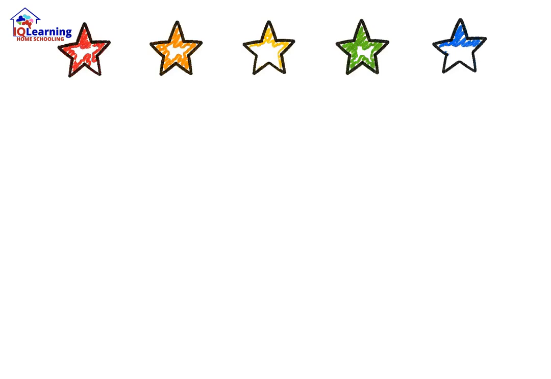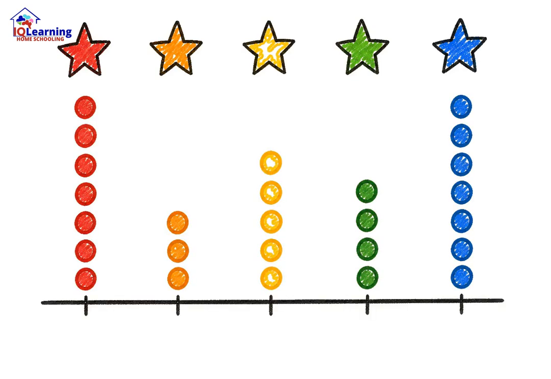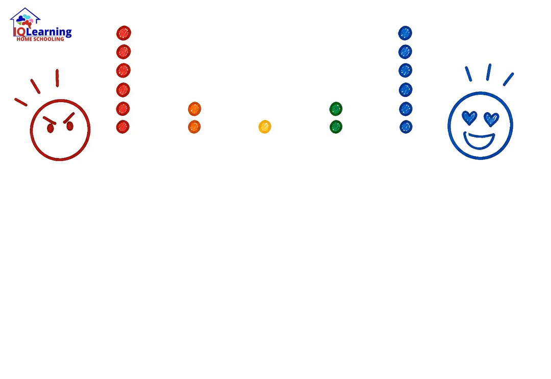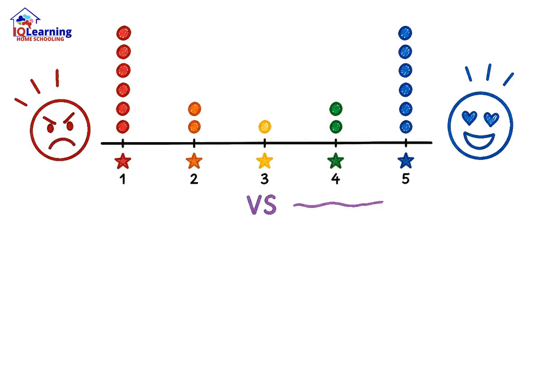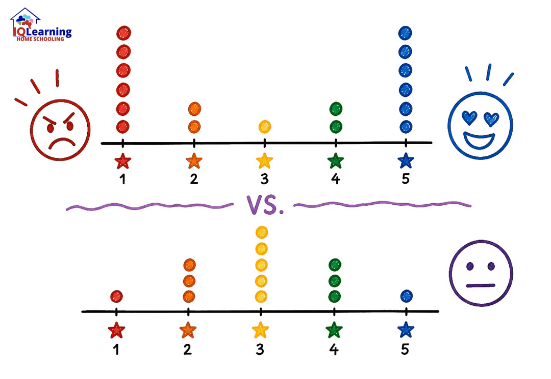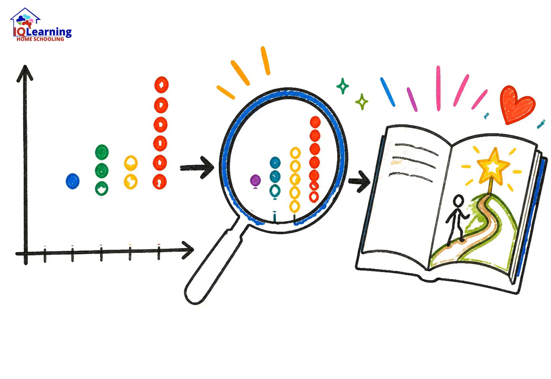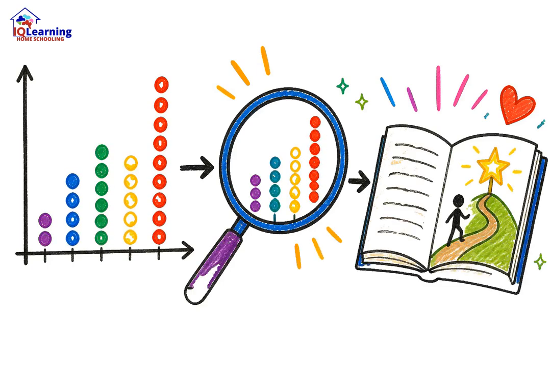This isn't just for math class. Think about Amazon star ratings. That's essentially a vertical dot plot. A chart with high stacks at 1 and 5 stars tells you people either love or hate the product. A symmetrical plot centered on 3 stars means it's just okay. By learning to read these simple shapes, you're not just looking at dots, you're uncovering the real story hidden in the numbers.